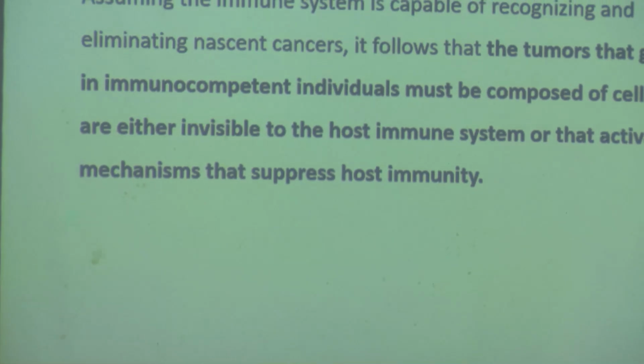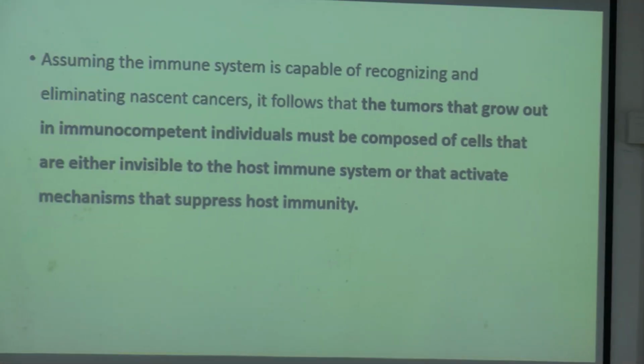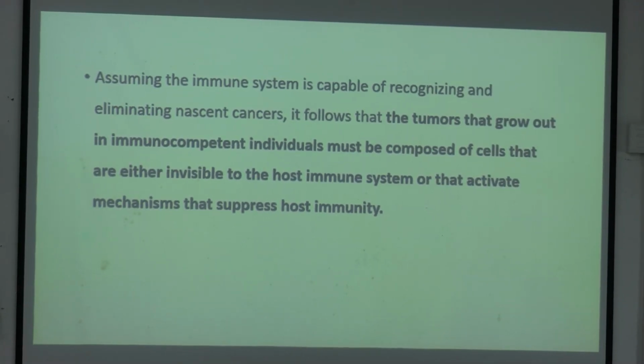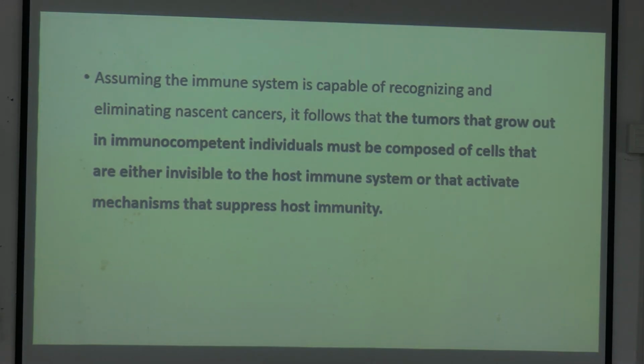Assuming the immune system is capable of recognizing and eliminating nascent cancer, it follows that the tumors that grow out in immunocompetent individuals must be composed of cells that are either invisible to the host immune system or that activate mechanisms that suppress host immunity.